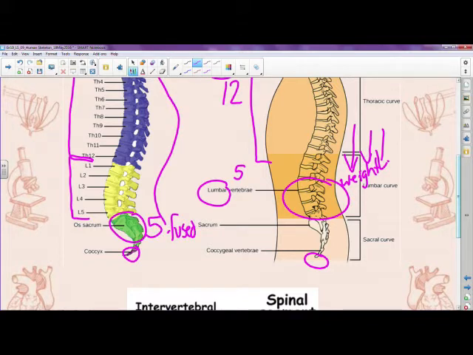And then we've got these small little ones at the bottom that look like one bone, right? But it's not. It's actually four that are fused, and that is called your coccyx. And those of you who've ever fallen on it, you will know.